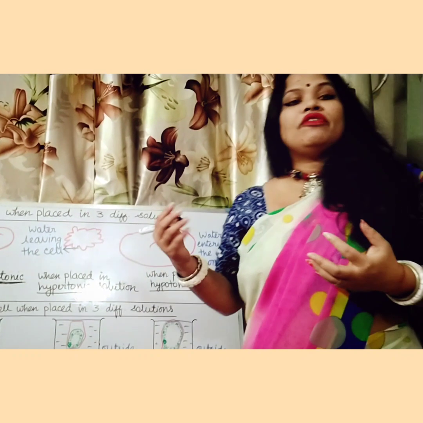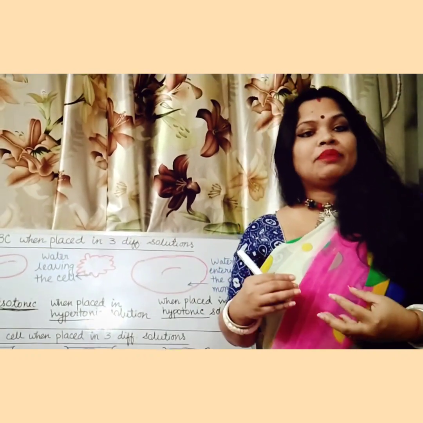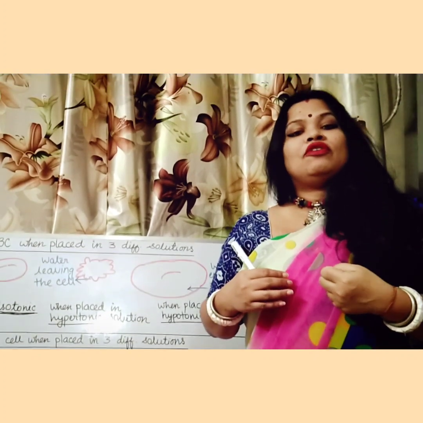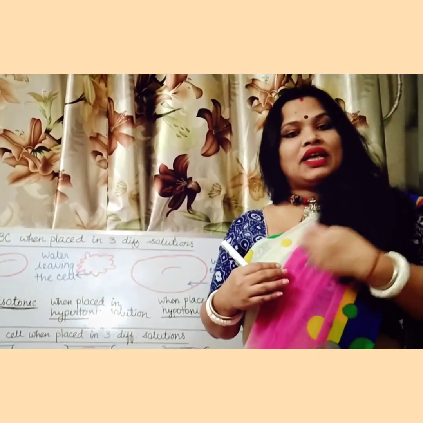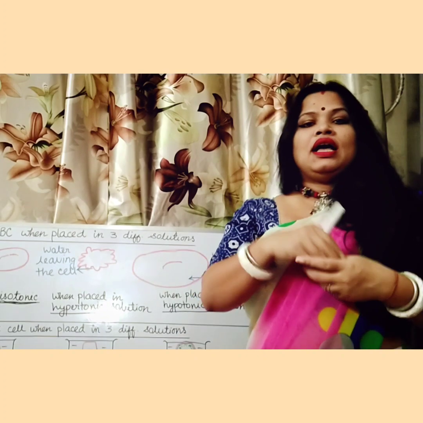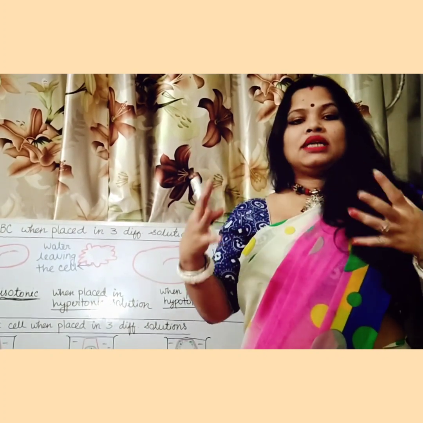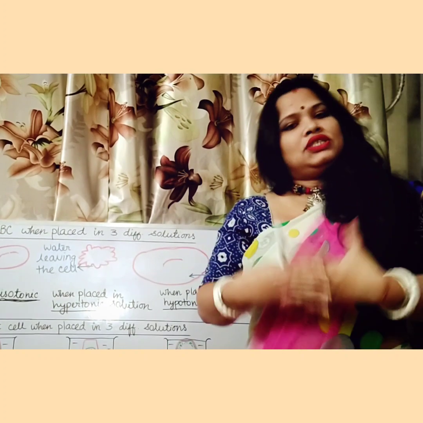But in case of hypertonic solution, if you are placing an animal cell or plant cell, it will shrink. That condition is known as flaccid condition. And if you are putting it in the hypotonic solution, then the cell will enlarge and burst. That condition is known as turgid condition.